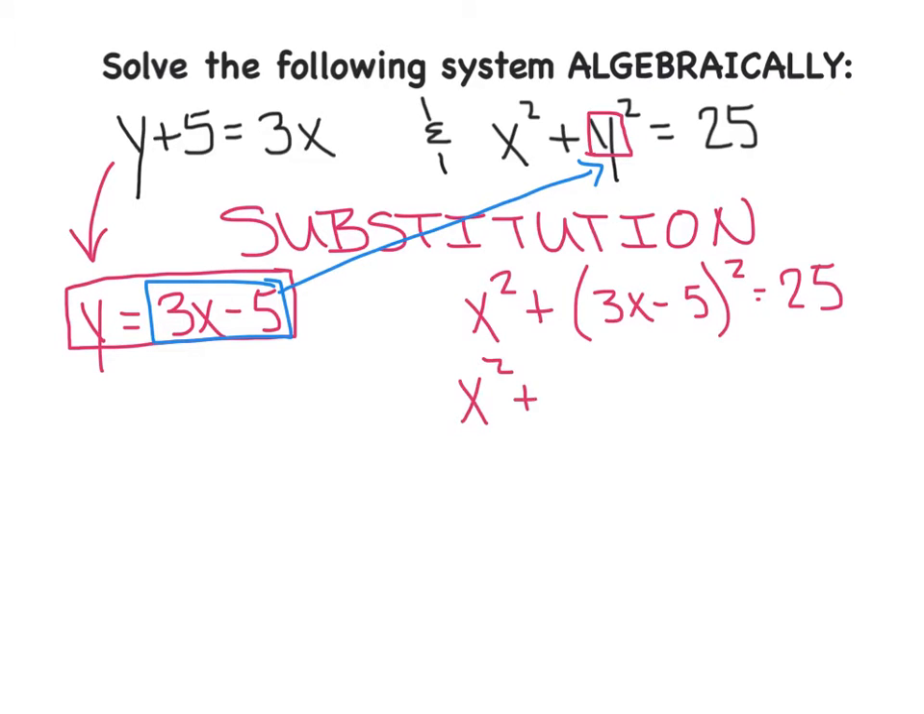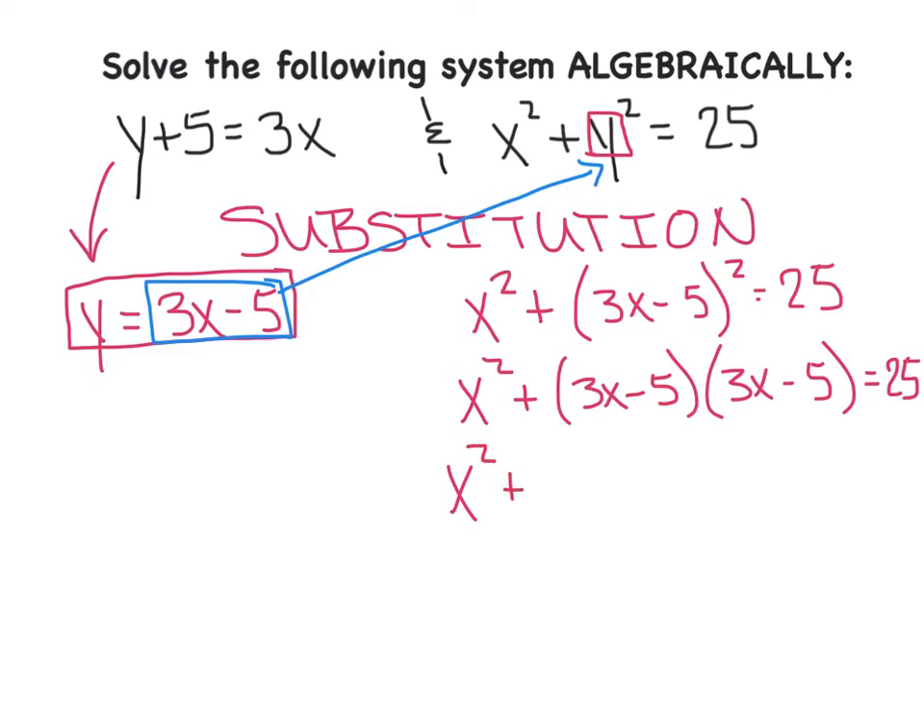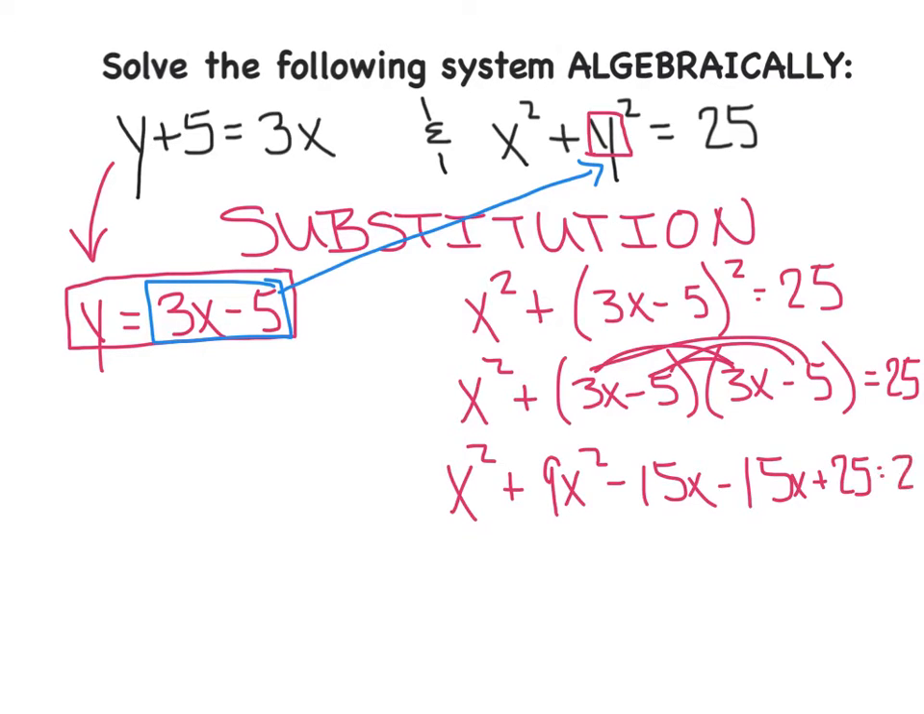And let's see, I'm going to take my sweet old time here and just repeat the 3x minus 5 so I can set myself up to FOIL it all out. And I got x squared plus, let's see, I'm going to do a little distributing. So we got 9x squared minus 15x, and then I'll do a little more distributing. Minus 15x plus 25 equals 25.